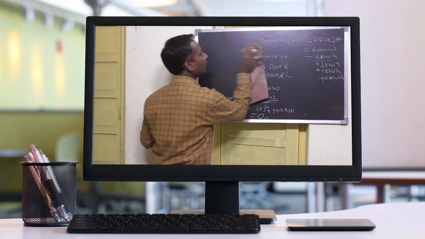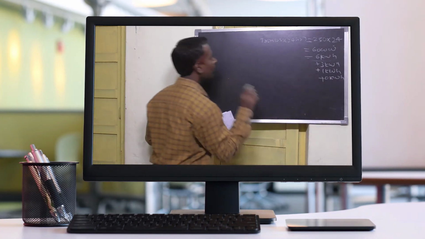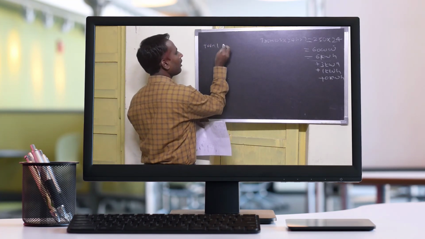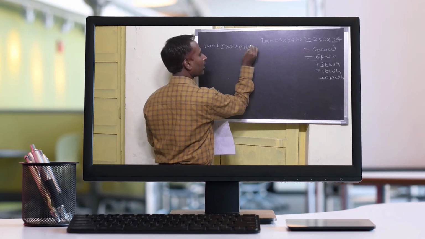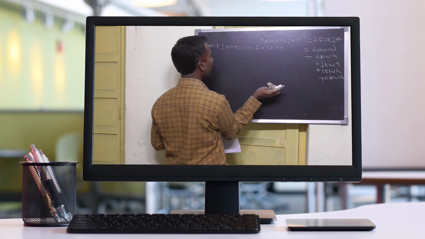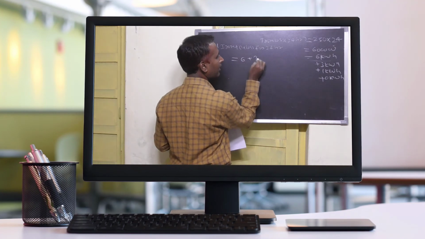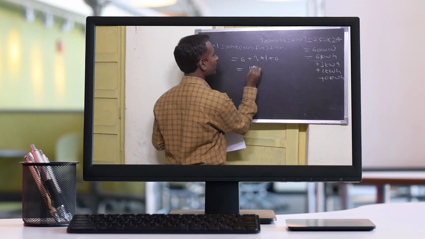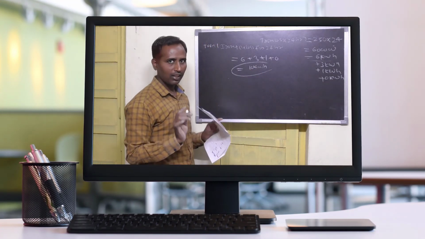So the total is iron loss plus copper loss for 24 hour. How much will we get? 6 plus 3 plus 1 plus 0, which is 10 kilowatt hour. This is our total losses.